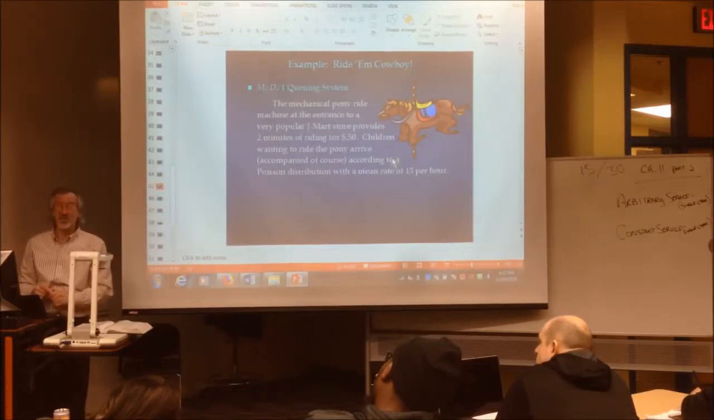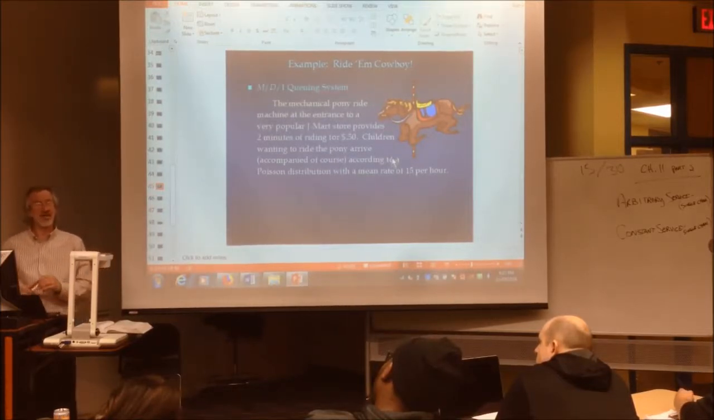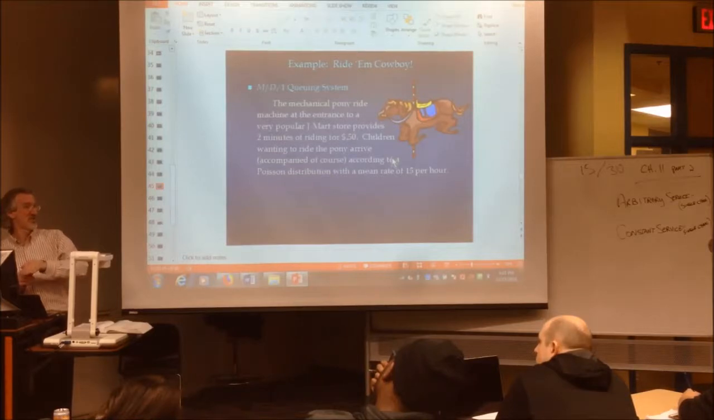You calculate that. The question says, what's the average number of children riding the horse in the system? You go and say, okay, this is constant service. You find it. You match up what's being asked. Oh, this is the average number in the system. And you do the math to find that number.